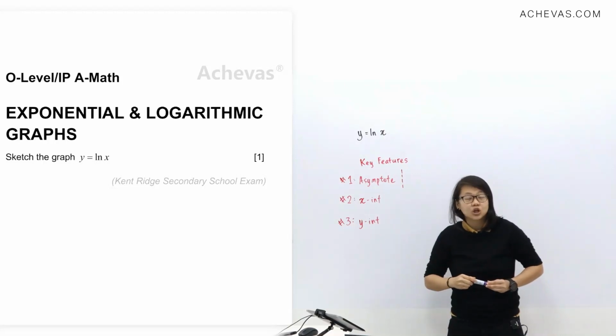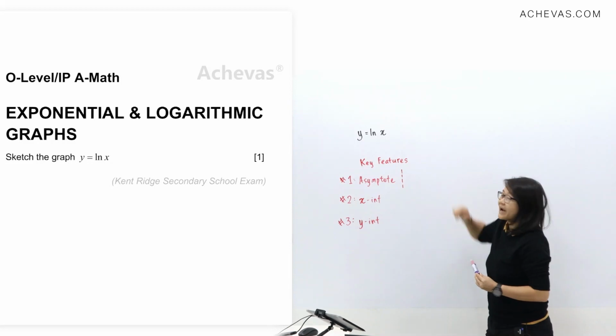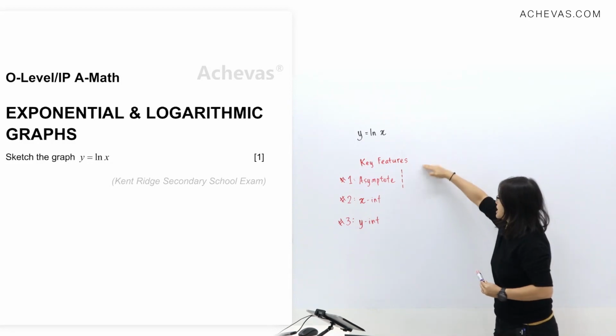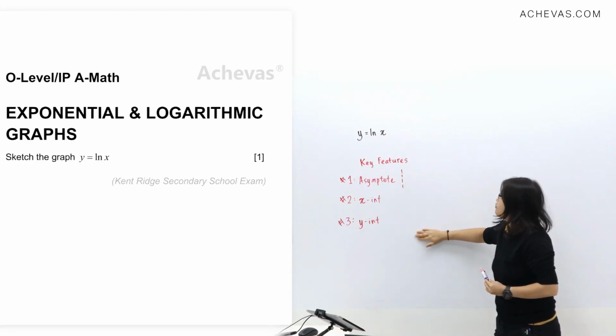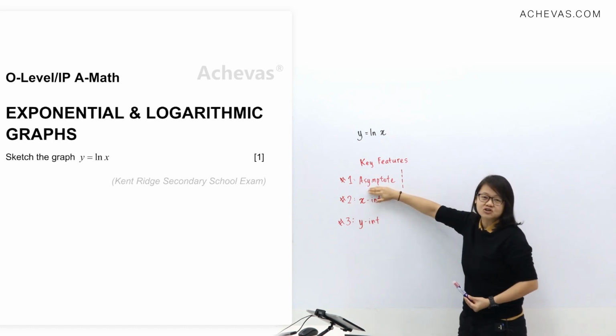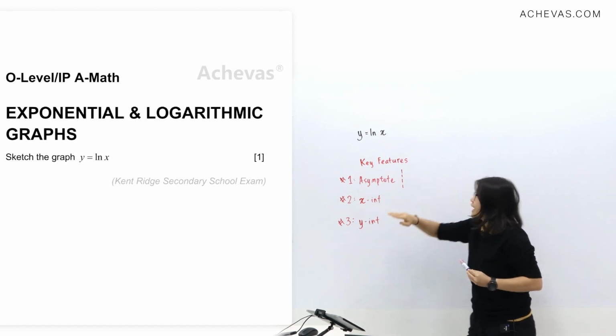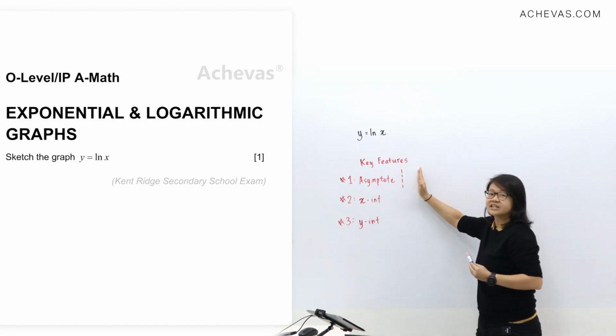Let's take a look at a logarithmic graph question from Cambridge. We need to sketch y equals ln x. I have listed out the key features over here. Now for logarithmic graph, remember that asymptote is the opposite of exponential. Exponential has a horizontal asymptote, and for logarithmic graph, we'll have a vertical asymptote.